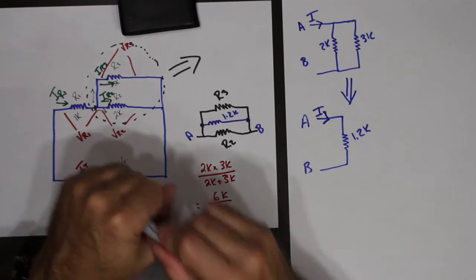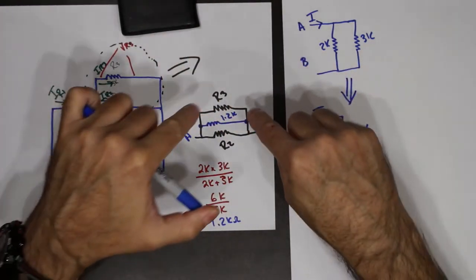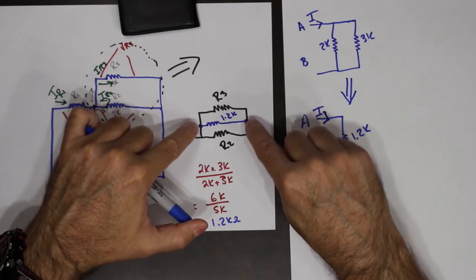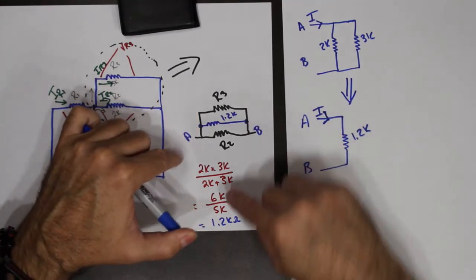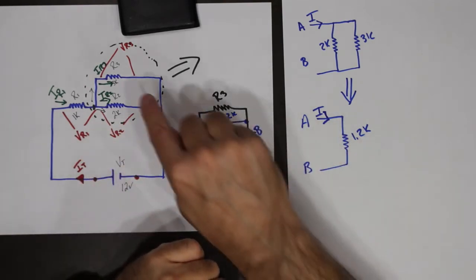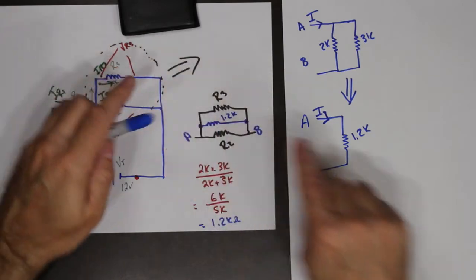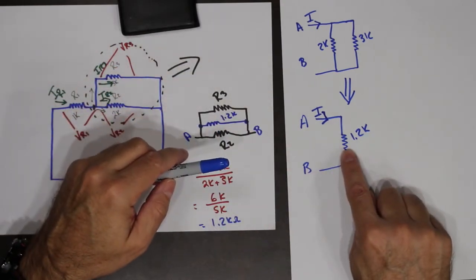So again, what we did, I extracted these two resistors out. I found what the equivalent would be. And now I'm going to go back to my circuit and replace these two with the equivalent.